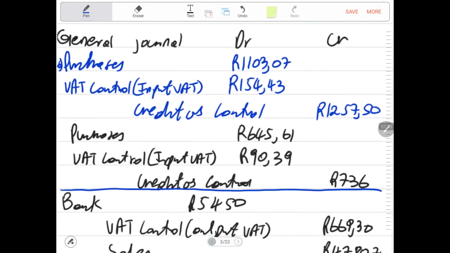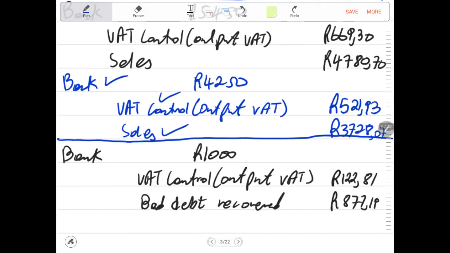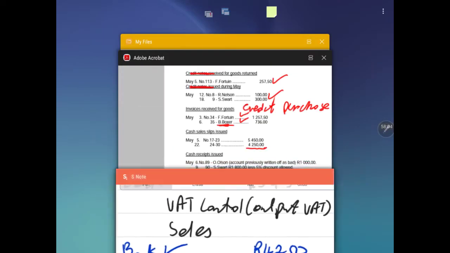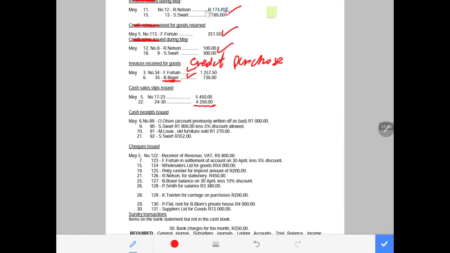Now we need to go to the previous one and say this is CRJ. Under bank, this is what you record. Under VAT output or VAT control, that is what you record. Under subsidiary ledger, this is what you record. Under subsidiary details, this is what you record. Bad debt recovered. Let me go now to that cash receipt journal and you see what I'm referring to.